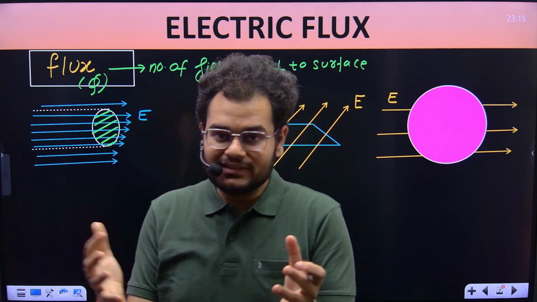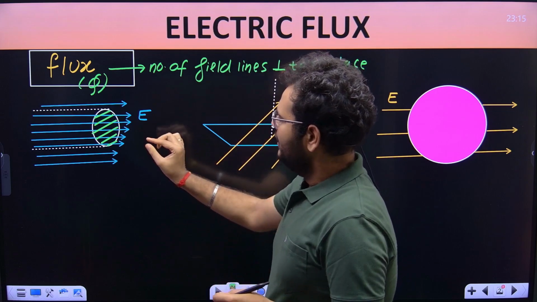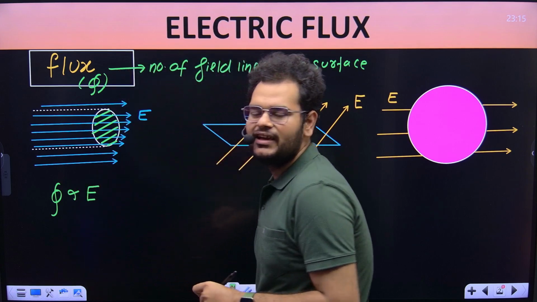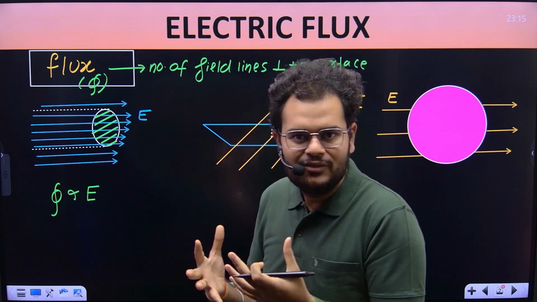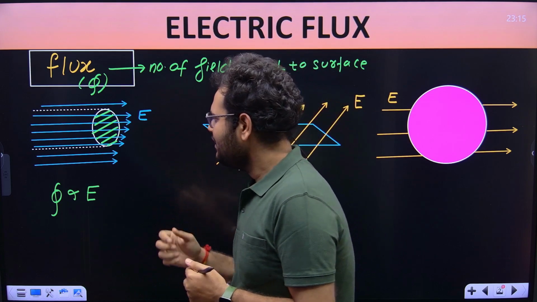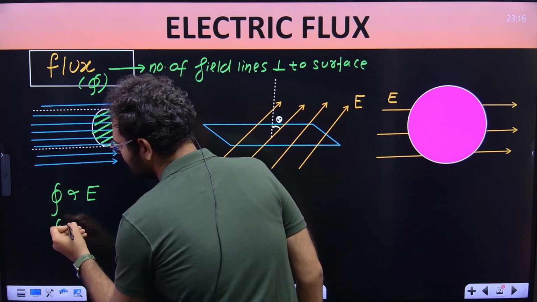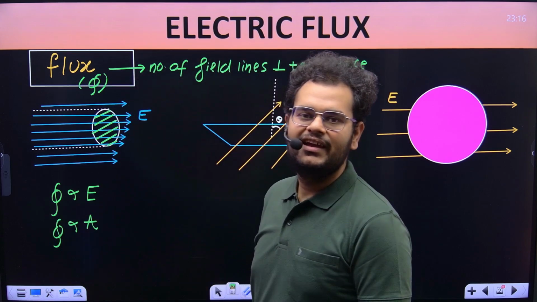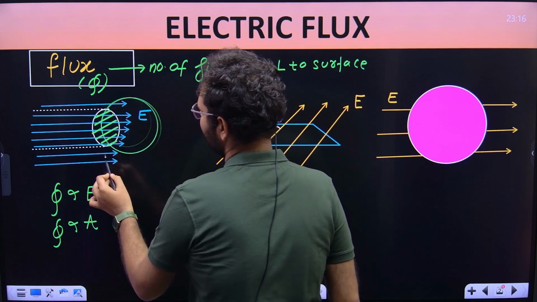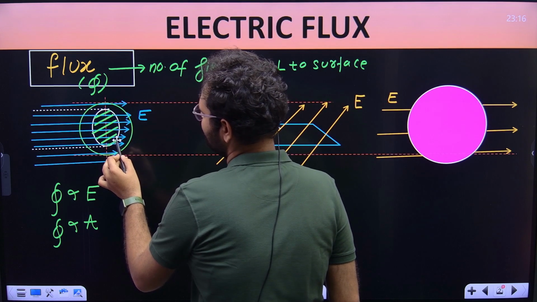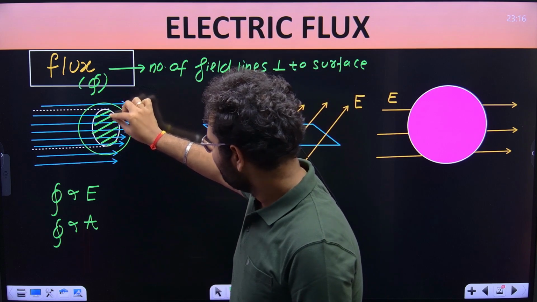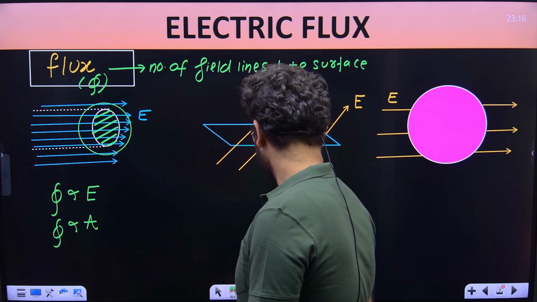Sir, is there any formula? Yes, there must be one formula, right? Now, this flux must be directly proportional to the electric field. Sir, why? Because if the electric field is more, then the number of field lines will be more. As simple as that. Yes or no? Yes, sir. Then this flux should also be directly proportional to area. Why? Because as the area increases, the number of field lines should increase. How, sir? See, here, if you increase the area, can you see that the number of field lines are increasing? So extra field lines are now passing. Correct? Very good. Now, what else?